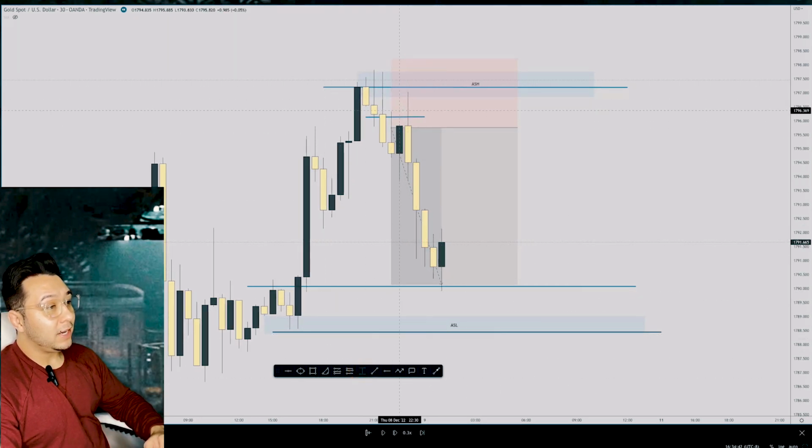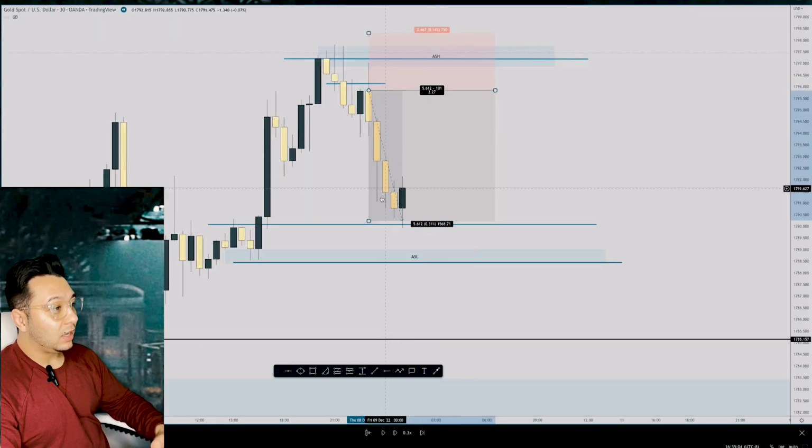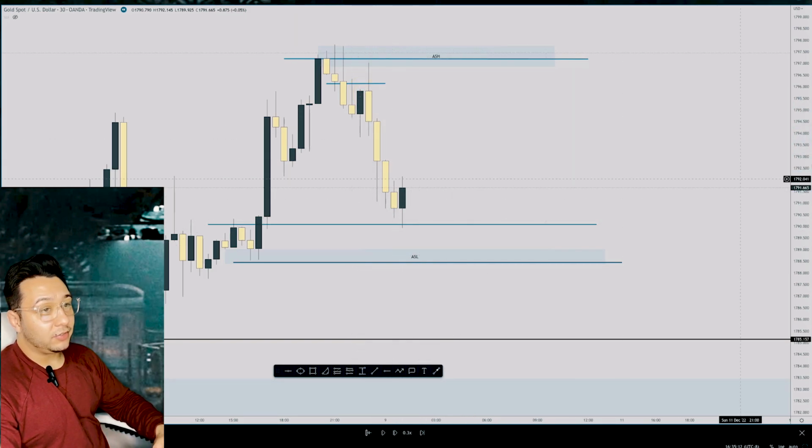I do have a family member that did catch some sells here in the Telegram that was messaging me. After this move, you would have caught a nice 60 pips or so. Yeah, 60 pips on this. So you see this area already marked up ahead of time.